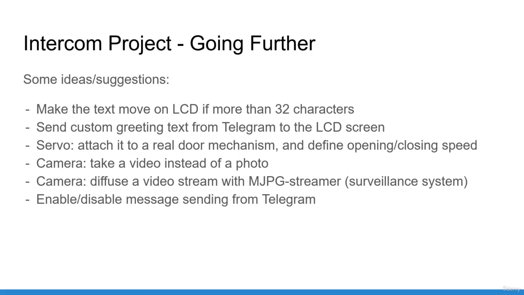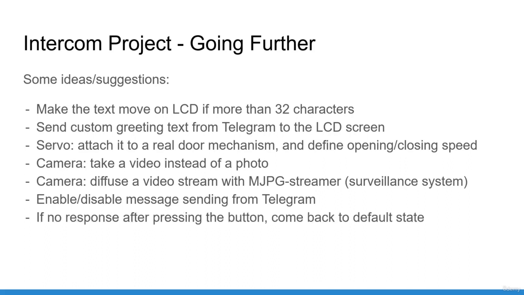You can also enable or disable the message sending from Telegram. So basically what I mean by that is that from Telegram you have the open, the deny, and the start commands. You could also add enable or disable, so that you don't receive any notification from the Raspberry Pi. So when you send disable, whenever someone presses the push button, the Raspberry Pi is not going to do anything because you don't want to receive messages on Telegram. And when you send enable, you allow the application to send you messages and photos.